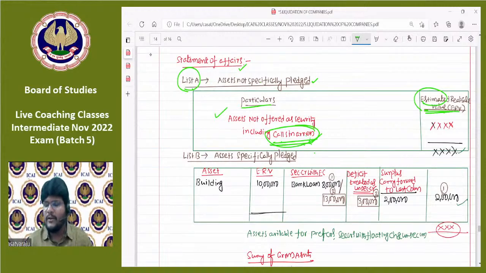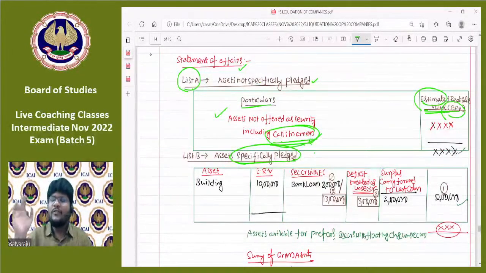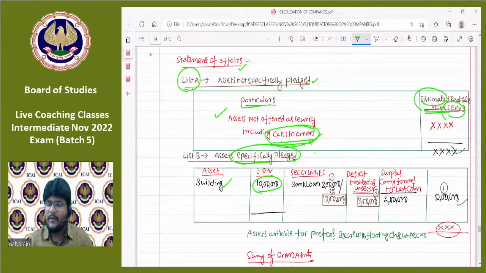Estimated realizable values, which you can consider here, are simply known as ERVs. ERV means estimated realizable values. Next, assets specifically pledged. For example, inventory, or a building offered as security for a bank loan. Now, the building's estimated realizable value is 10 lakh. Against that building, the secured creditor with fixed charge, that bank loan was how much? Let us assume in the first case, the bank loan was 8 lakhs.